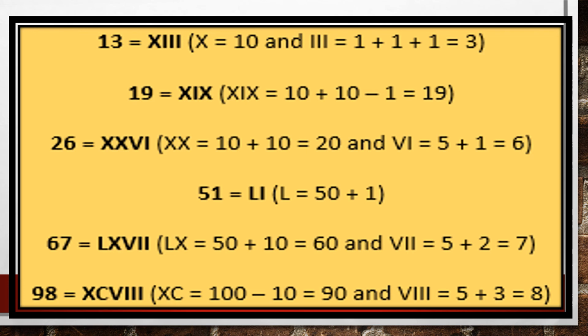51. Now 50 means L and I means 1, so 50 plus 1 is 51. So LI will be written. Same way, children, other numbers: 67. That is LXVII. 50 plus 10 is equal to 60 and 7 you know how to write it. So that way you will write it. Then 98, XCVIII. XC means 100 minus 10, that is 90, and 8 is written as VIII. So that is 98.